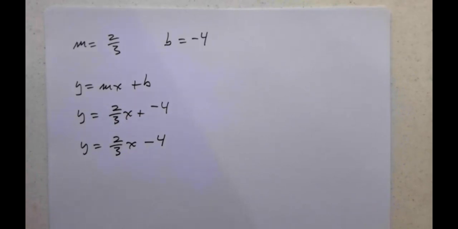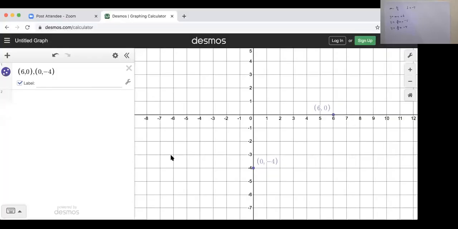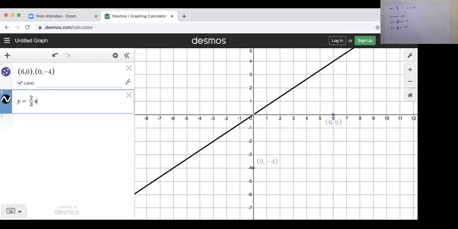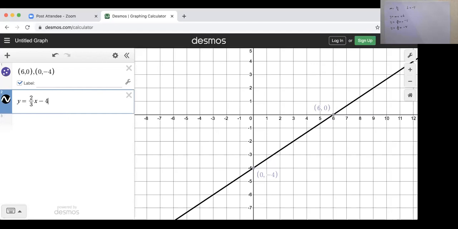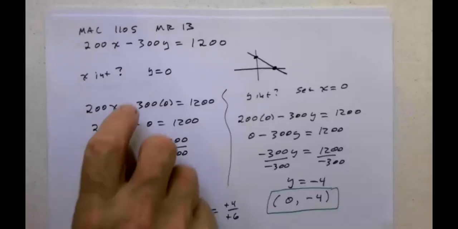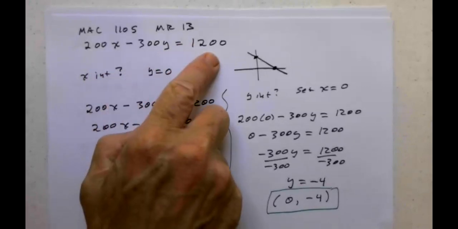Now let's look at that. Let's graph it and see if that looks correct. So does that go through those 2 points? Y equals 2/3 x minus 4. It does. That's nice. But remember, that wasn't our original question. What was our original question? It was 200x minus 300y equals 1200.